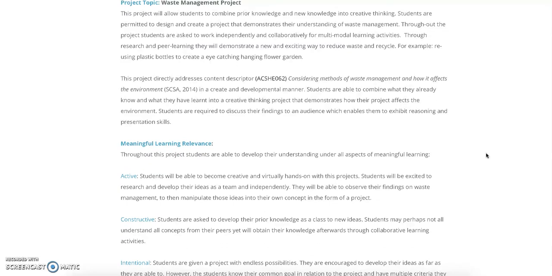Throughout this project, students are able to develop their understanding under all aspects of meaningful learning. Active. Students will be able to become creative and virtually hands-on with this project. Students will be excited to research and develop their ideas as a team and independently. They will be able to observe their findings on waste management to then manipulate those ideas to their own concept in the form of a project.